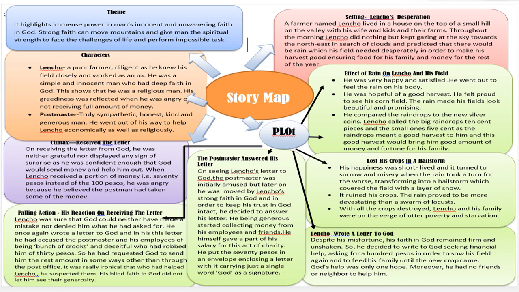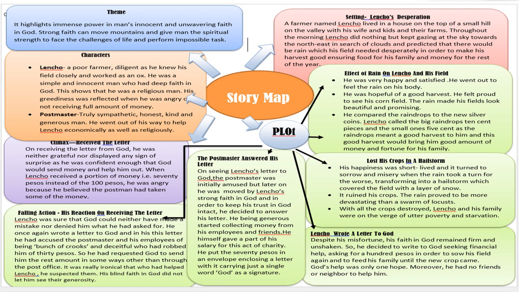Now, students, this is very ironical, that the people who had helped Lencho, he had actually suspected them. His blind faith in God did not let Lencho see the generosity of the postmaster and his employees. Now, with this, we have almost covered the three important elements of the story, that is the setting, the plot, and the climax. Now, let's take a look at the two main characters who we are already introduced to.